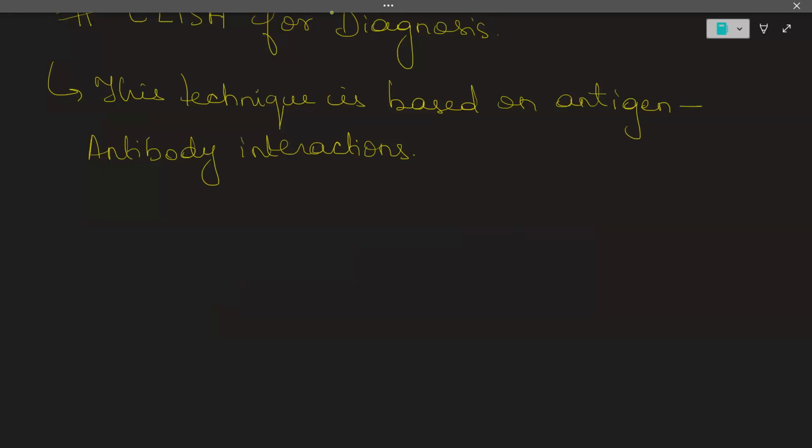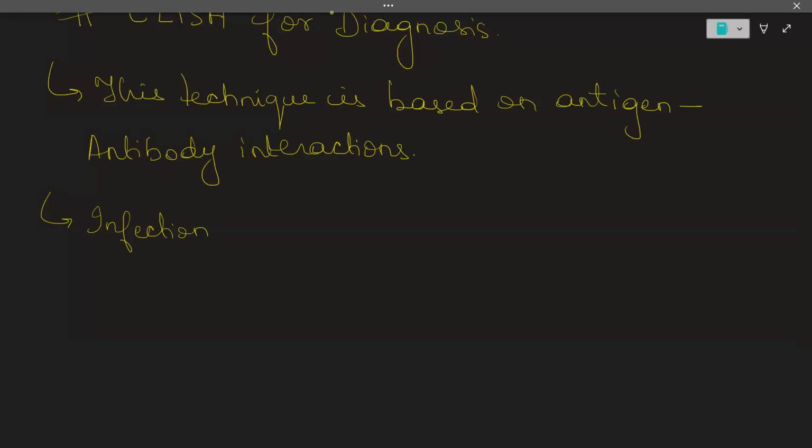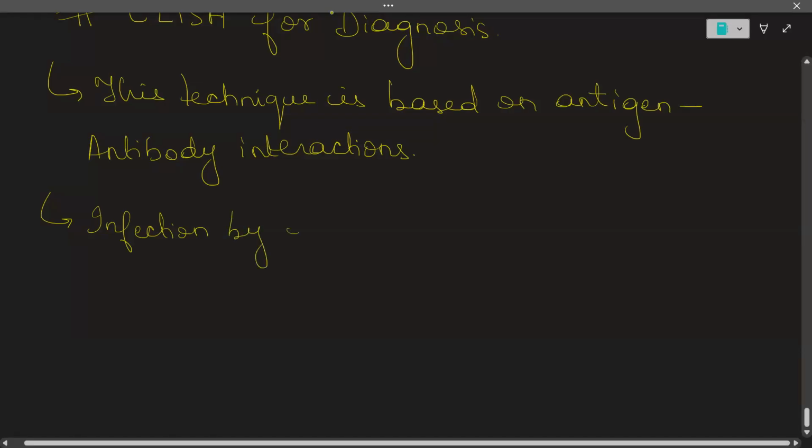No one remembers. Antigen. Tell me. A foreign substance which may enter your body. A foreign substance. What are you saying? Say it clearly. A foreign substance which enters your body. That is what? Antigen or antibody?